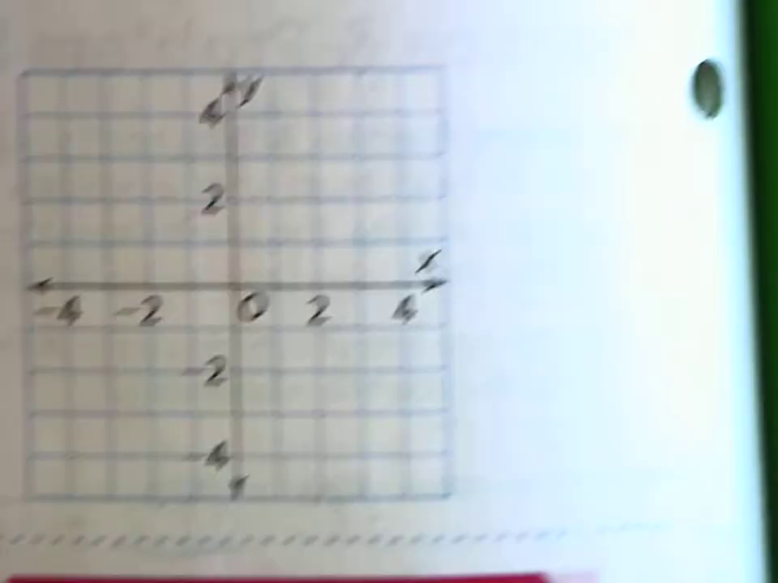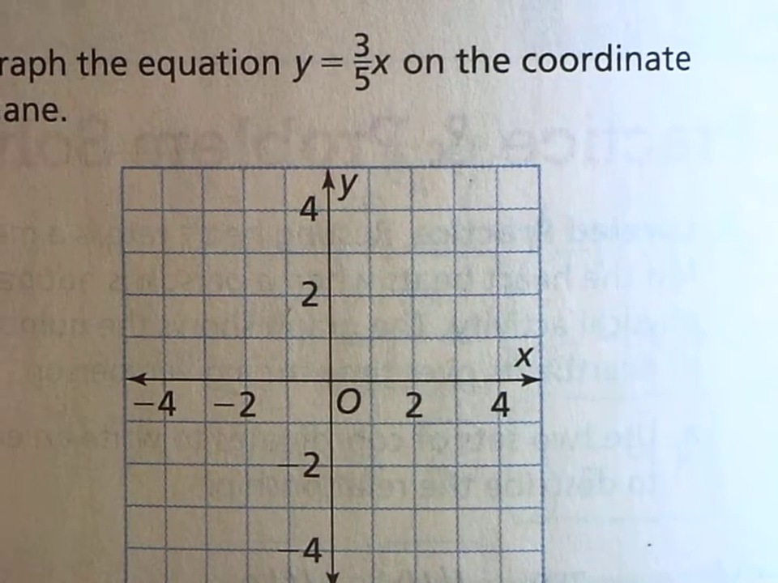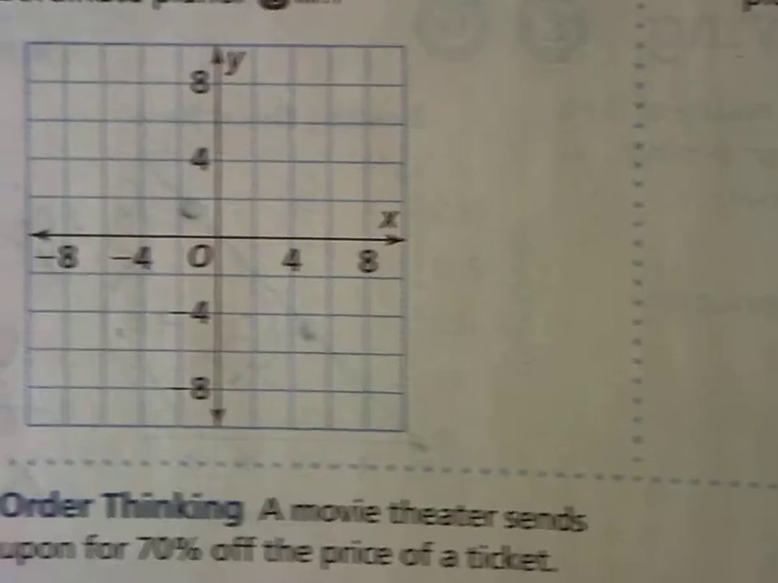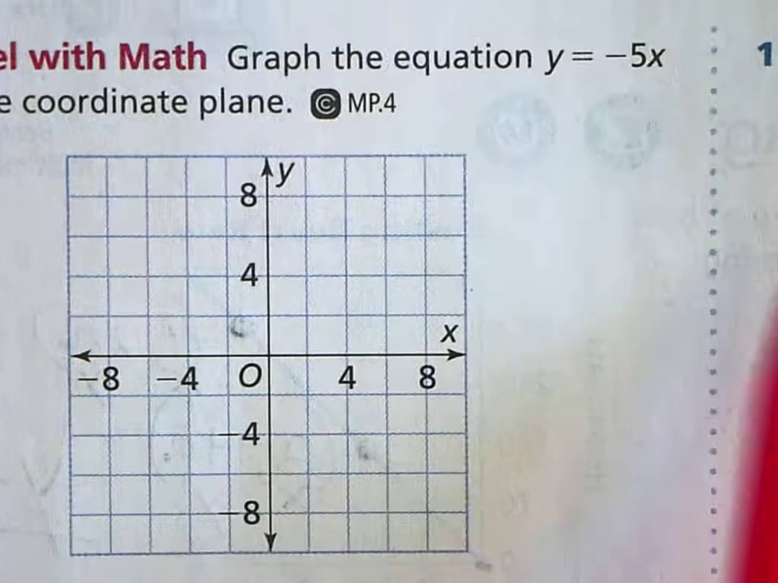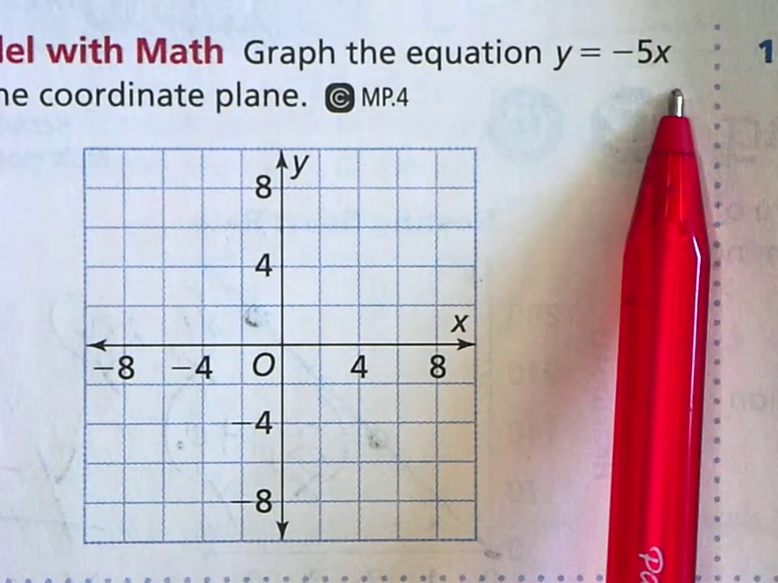Let's look at page 134, the top of page 134. In fact, let's do this one. No, let's do this one. Okay, so let's do another negative slope again. So now let's graph this equation. This is in slope-intercept form.